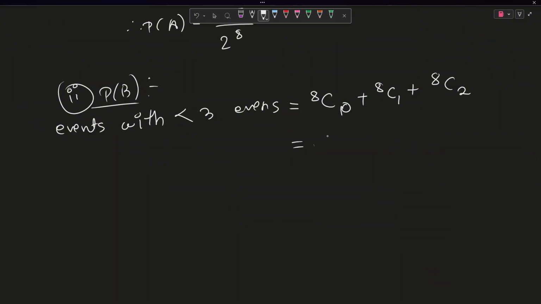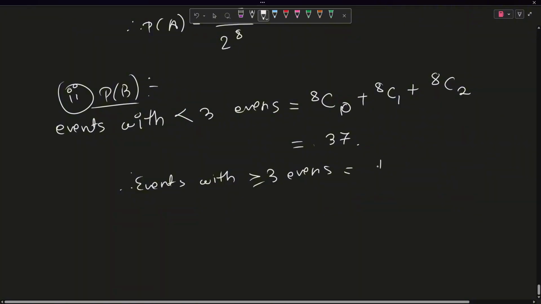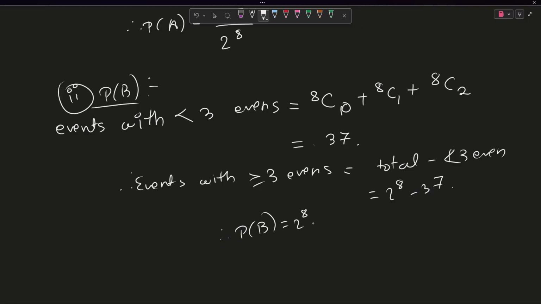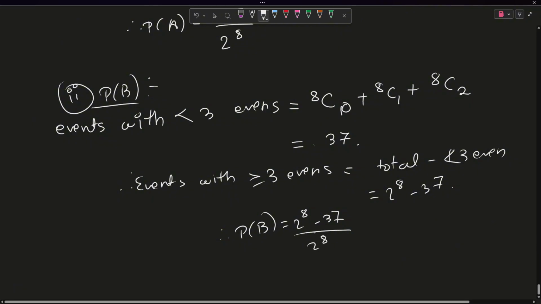So this is just 37. Therefore, the number of events with greater than or equal to 3 events is equal to total minus this less than 3 case, which is just 2 to the power 8 minus 37. Therefore, P(B) is (2 to the power 8 minus 37) by 2 to the power 8.